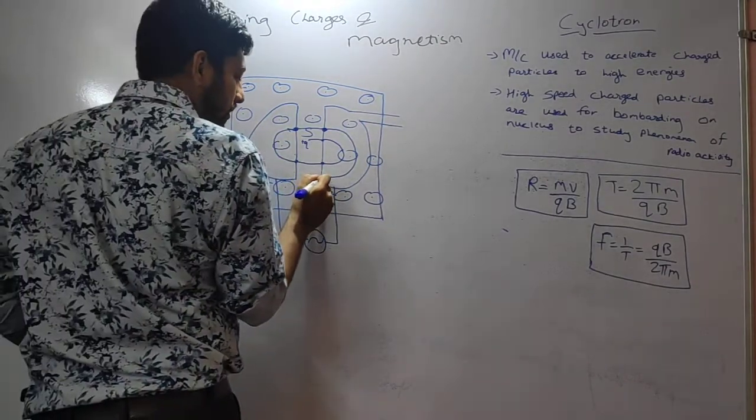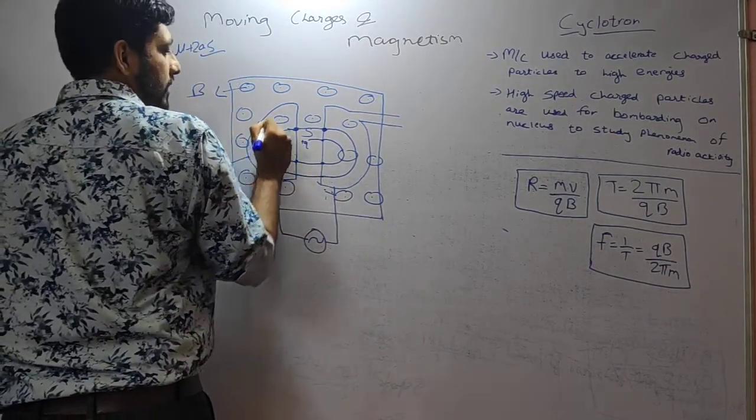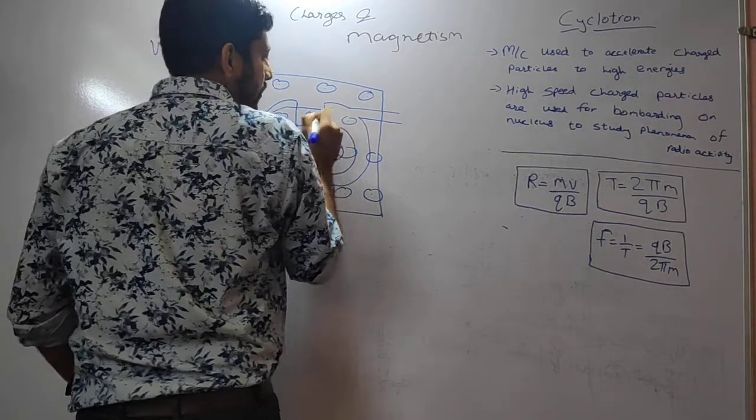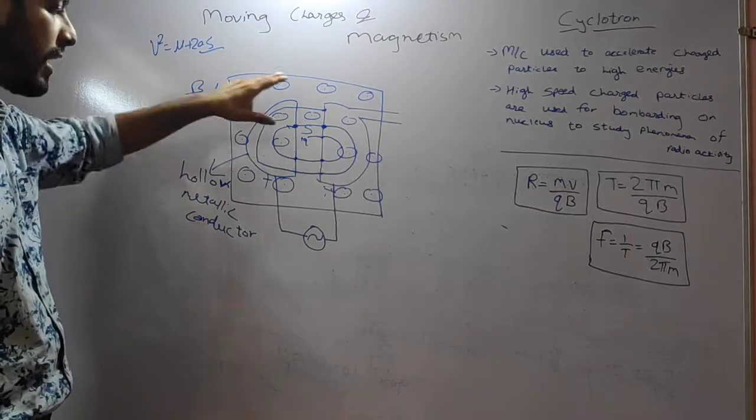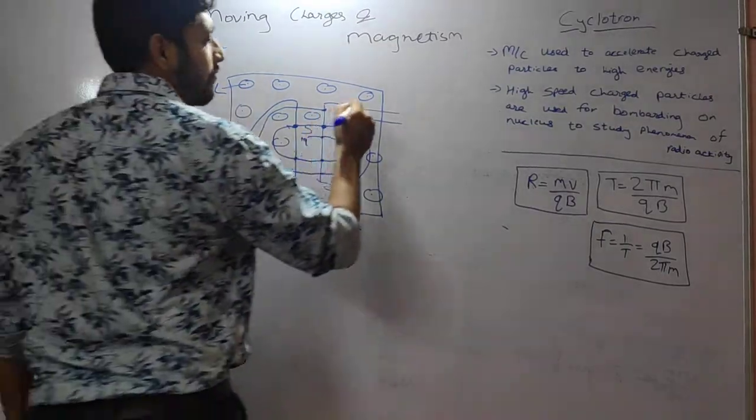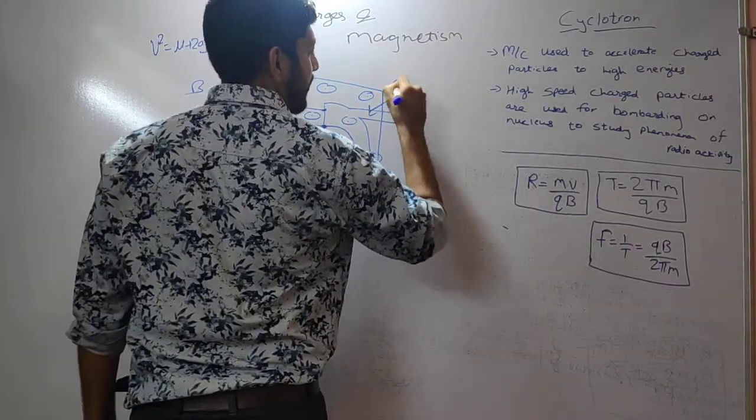Until it reaches the final point. I am directly taking it to the final point. Whenever it reaches the final point, the diameter of the circle is almost the same as the diameter of the D. At that time, what do we do? We have kept here a deflector.